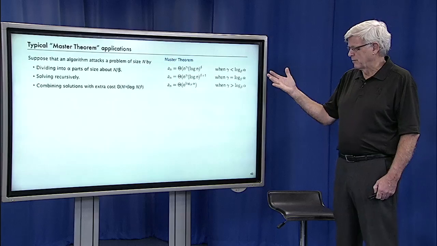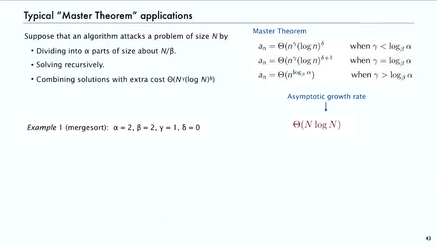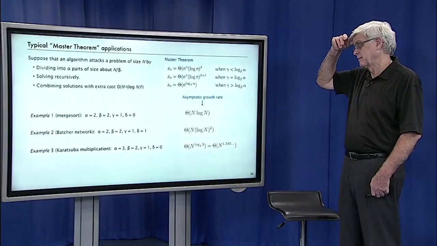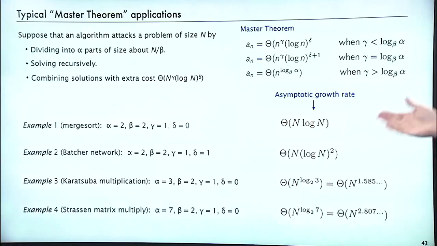And so here are the typical applications. This is for merge sort. You get n log n. For Batcher's network, you get the extra factor of log n. For Karatsuba multiplication, you get this case here, so it's n to the log base 2 of 3, which is about 1.585, not n squared. It's less than n squared. And for Strassen, you get n to the 2.8. It's less than n cubed.